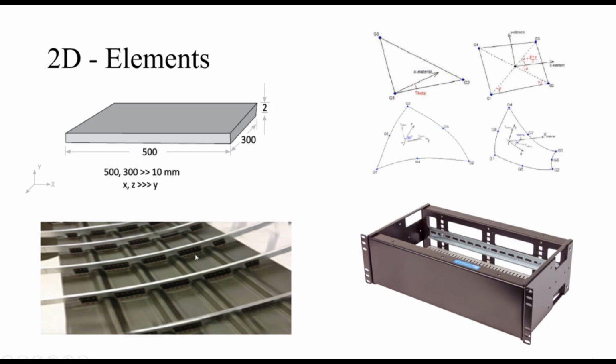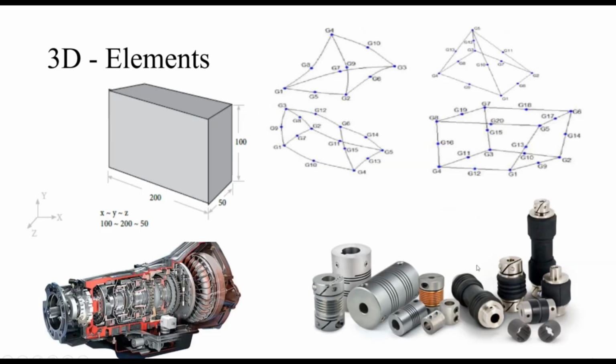Then coming to the application, see here we have an airframe where this total structure will be simplified as a surface, and analysis will be done by meshing this total geometry with 2D elements like shell elements. Then here is an example of a computer rack, a sheet metal rack, which can be analyzed using 2D elements. Then coming to 3D elements, when all the dimensions of this particular body are comparable, then we will be using 3D elements. See, these are the different shapes of the 3D elements available.